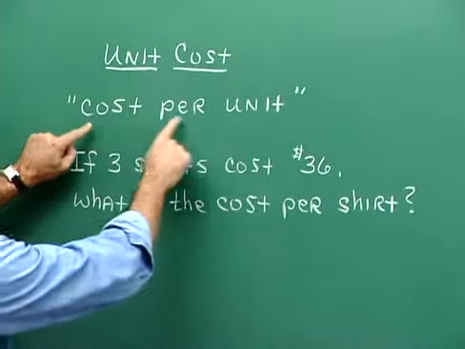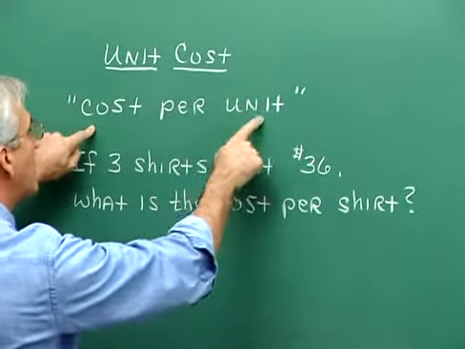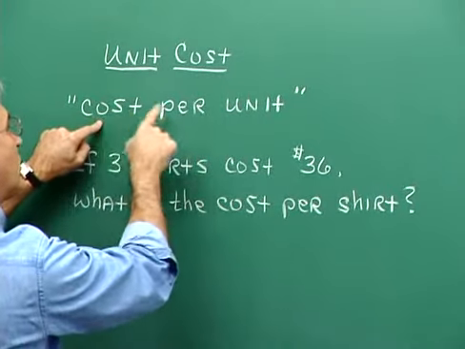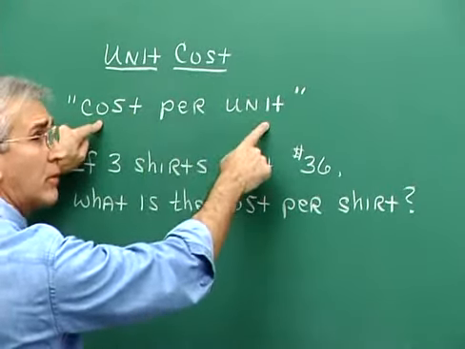It is the cost per unit. Cost per unit. And the per idea, remember, refers to division. So we're going to take a cost and we're going to divide by some number of units.